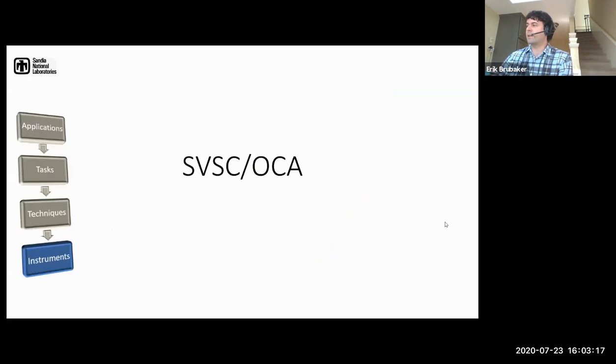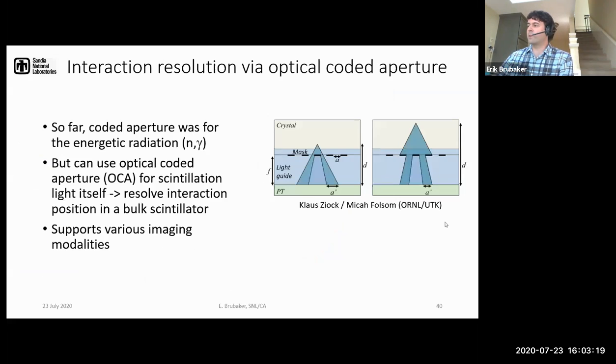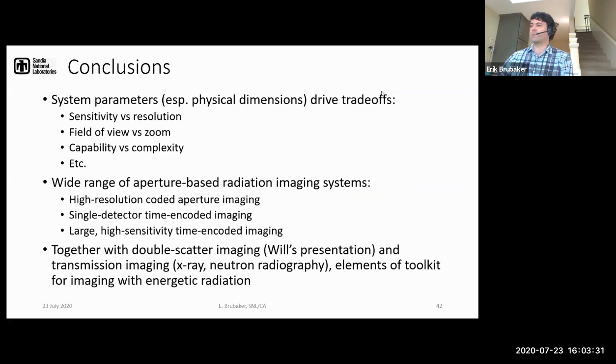And so I'm going to skip over this part, though it's kind of interesting. This is the use of an optical coated aperture to help determine a position of a radiation interaction in a larger detector. But if anybody has questions, I can go back to that.